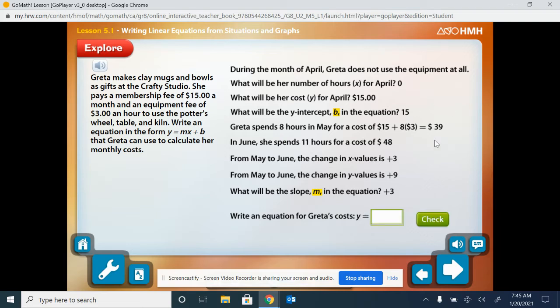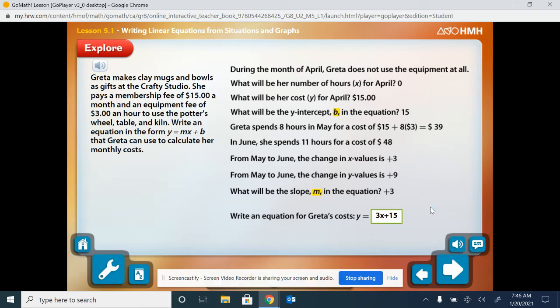And I knew the equation before I wrote this. That's why they give it to you in the word problem. It says $3 an hour. Hours is the independent variable. The amount is the dependent variable. So that's why it's y equals 3x plus the membership fee, which is $15. Okay?